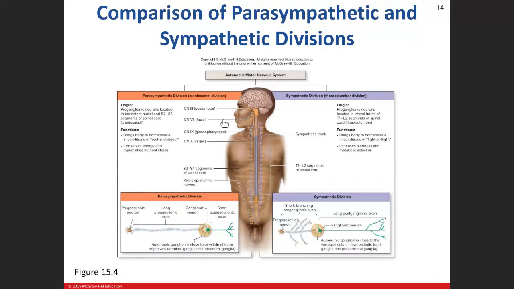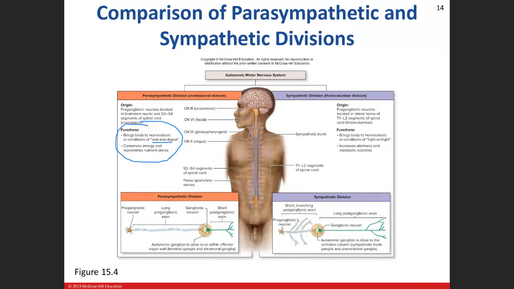I would look this over. Start on the parasympathetic, the cranial sacral division. You can see here are those 4 cranial nerves I was telling you about, 3, 7, 9, and 10. They're all here off of the brainstem, so they make up the cranial division. And then all the way down here at the bottom, we've got our S2 through S4 segments that come off, and that makes up the sacral division. Definitely know the functions: rest and digest, conserve and restore energy or nutrient stores.